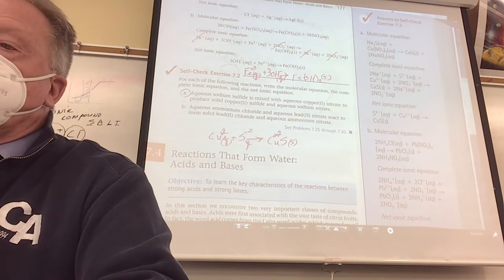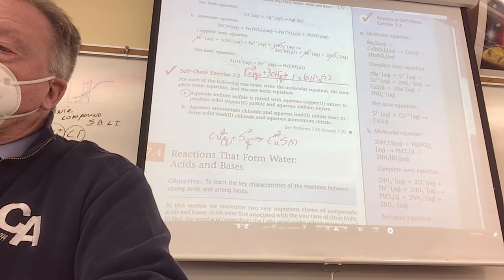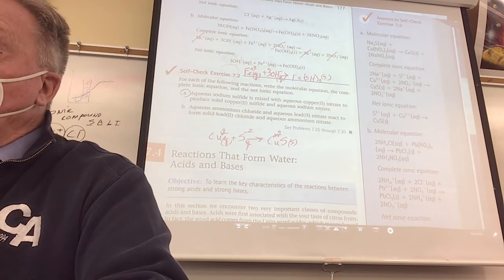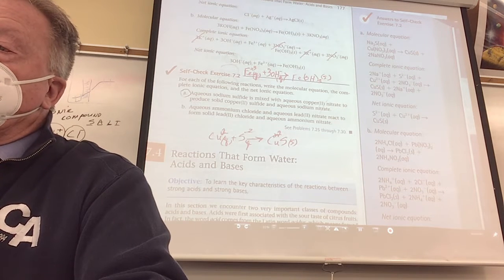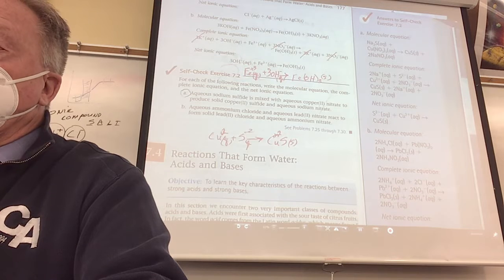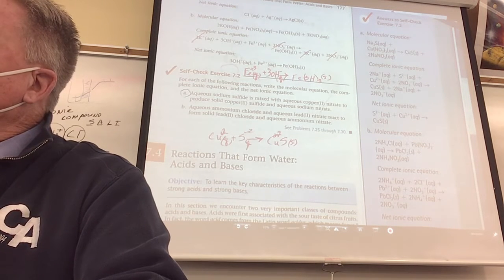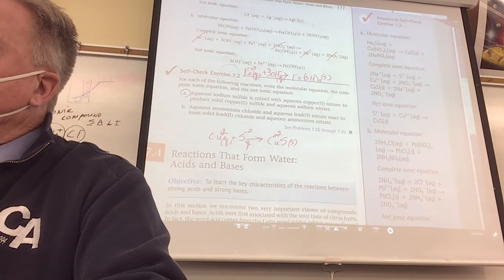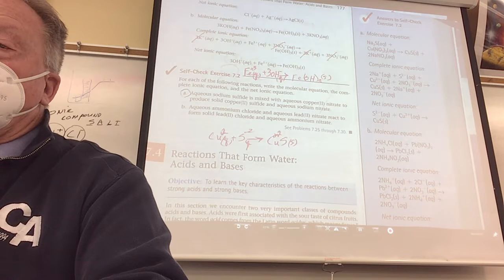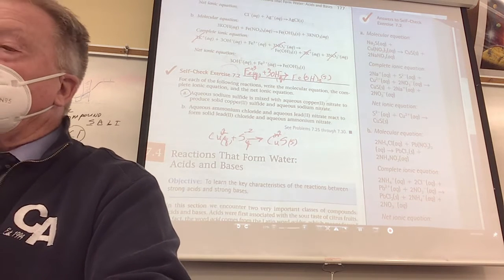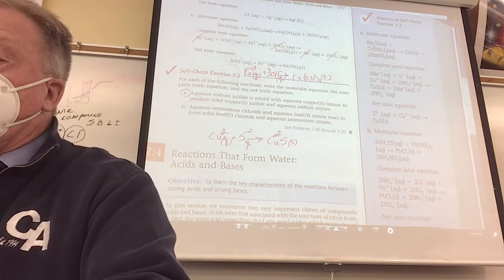Aqueous solutions of sodium sulfide and copper 2 nitrate are mixed together. If a reaction takes place, write out the chemical equation, the complete ionic equation, and the net ionic equation. One more time. Aqueous solutions of sodium sulfide and copper 2 nitrate are mixed together. If a reaction takes place, write everything out you can write.